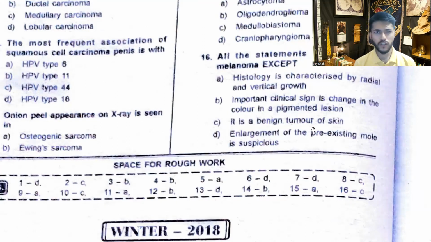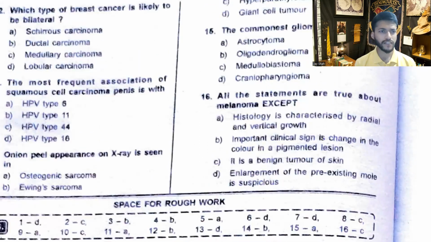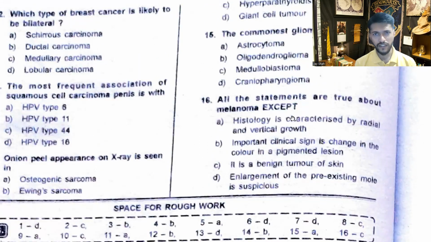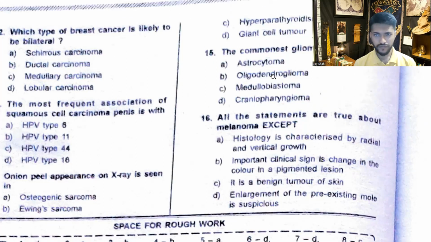Enlargement of a pre-existing mole is suspicious. Obviously, if you have a benign lesion which is enlarging, you will suspect a malignancy. Commonest glioma is, so the commonest glioma is astrocytoma. Remember it. Craniopharyngioma is a teratoma.